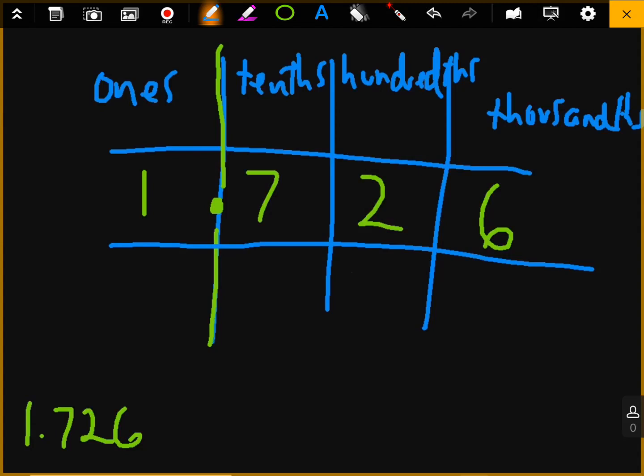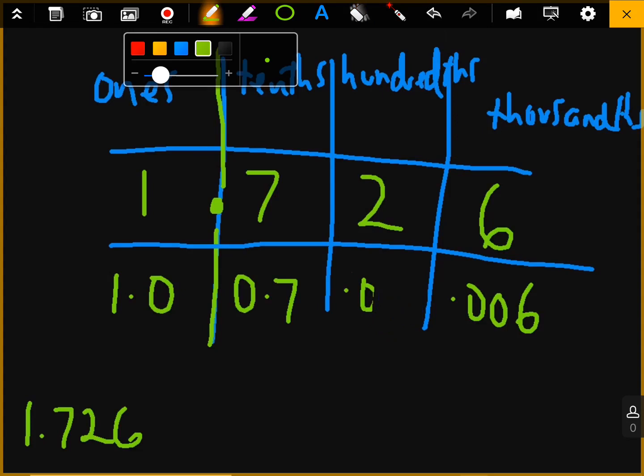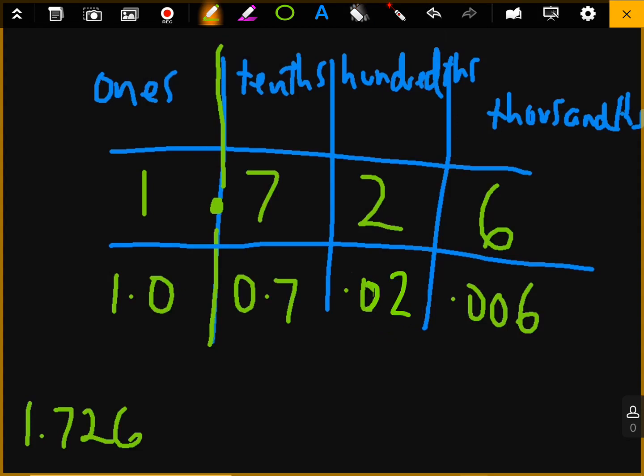This could be represented as 1.0, 0.7, 0.02, 0.006. And I'm sorry, I first said 0.002, but this one is 0.02. And this one's 0.006. You don't have to have the zeros in front, but it doesn't hurt. It's not a big deal if you have it or not. So that's how these decimals are written.